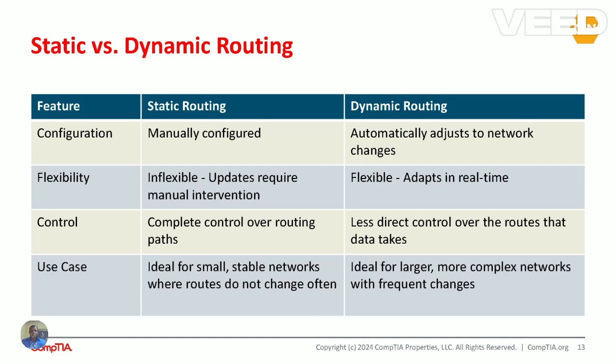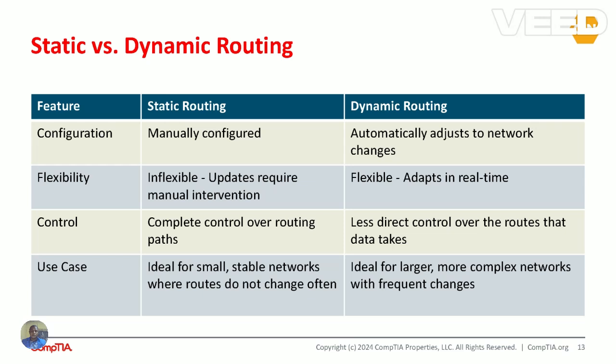We have control, which is one of the features. With static routing, there is complete control over the routing path, so the administrator has complete control. Now, with dynamic routing, there is less direct control over the route that data takes. So you don't have the control. It goes on its own.